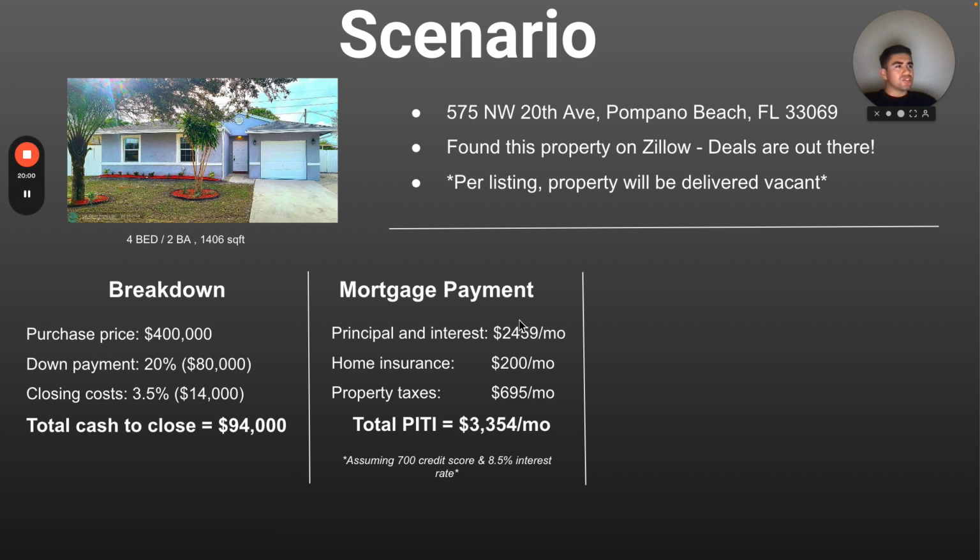And that brings us to our total mortgage payment, which is down here, $33.54 per month. Okay, so that's known as your PITI. Whenever you're referring to your total mortgage payment, we're talking about your PITI, which is principal, interest, taxes, and insurance. Okay. Again, this is assuming a 700 credit score and an 8.5% interest rate. That's very conservative. More than likely, you'll get a better interest rate than that. But again, I'd just rather be conservative and give you guys some real numbers.